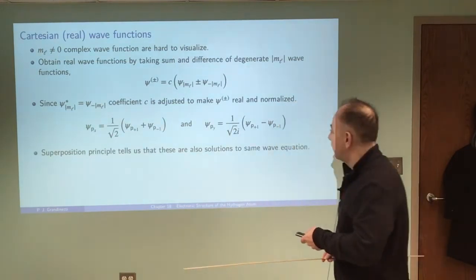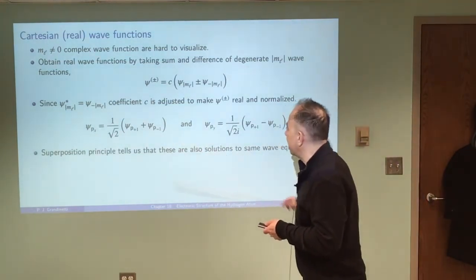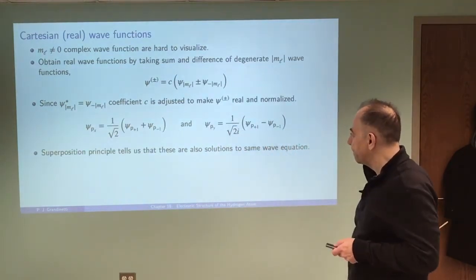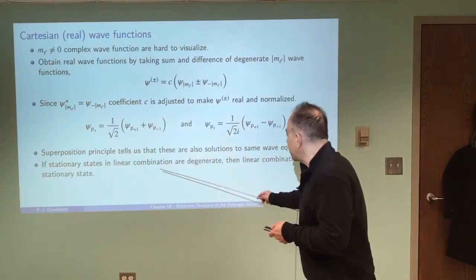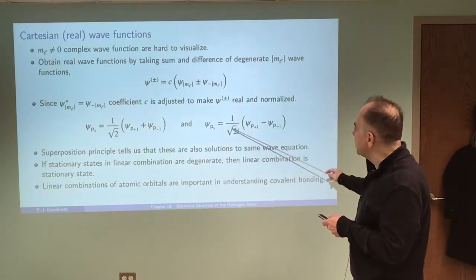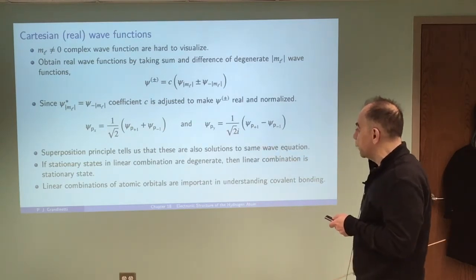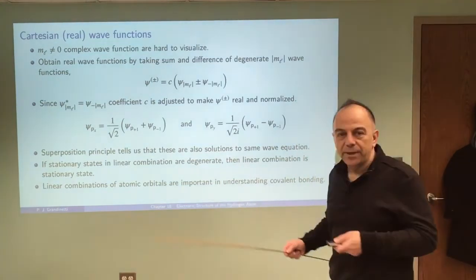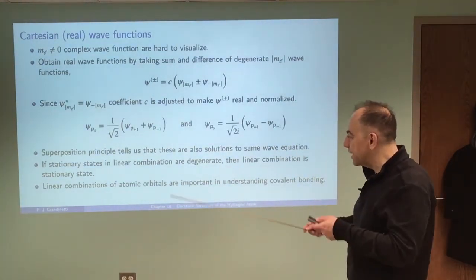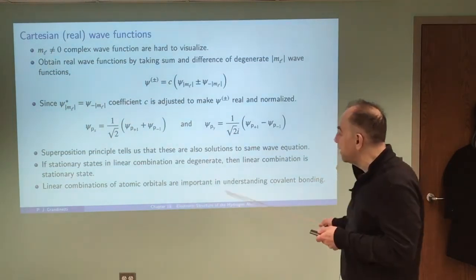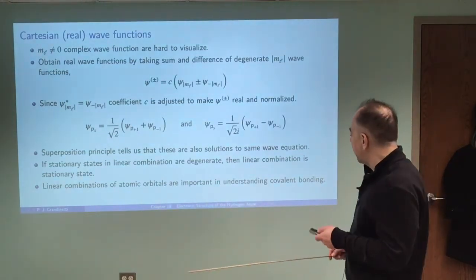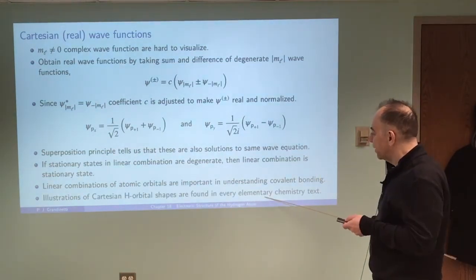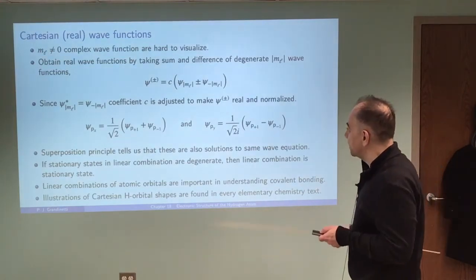So these will all be perfectly valid solutions for describing the wave function in the xy plane, so to speak. So these are linear combinations. If these are stationary states, then obviously the linear combination will be a stationary state. You'll see later that these linear combinations defining px, py, pz, and so on, dx squared minus y squared, as we'll see in a bit, are all important for understanding bonding in certain situations. And you see these pictures in pretty much every elementary chemistry textbook for these orbitals.